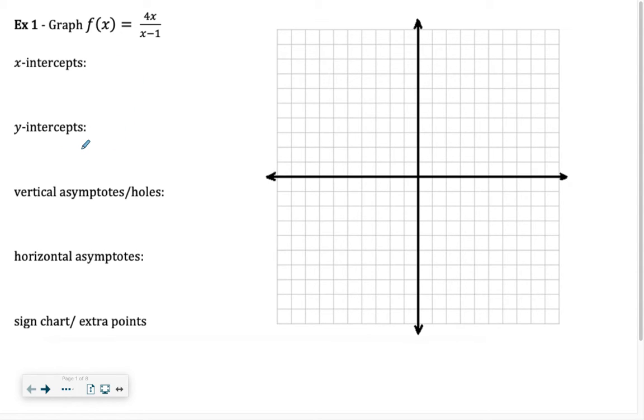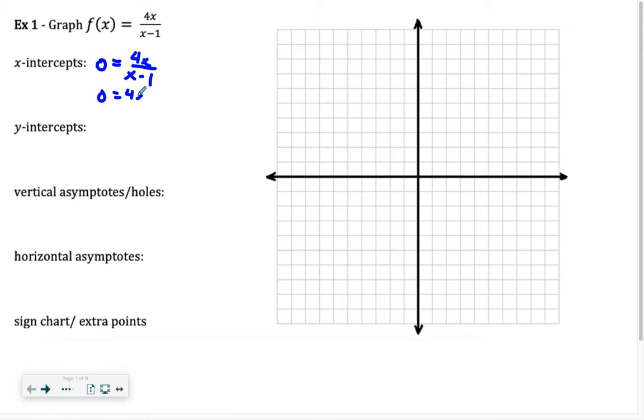So this is an idea from a while ago. To find x-intercepts, we set y equal to 0. So that would be setting this function equal to 0. So 0 equals 4x over x minus 1. So I can just multiply both sides by x minus 1. 0 times anything is 0, so that will just cancel out.